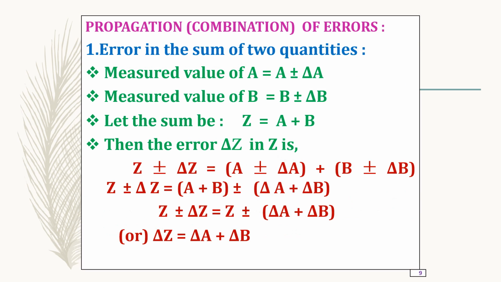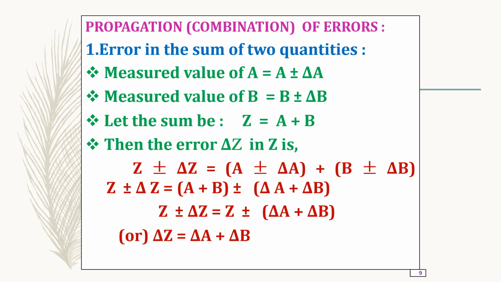Propagation of errors. A number of measured quantities may be involved in the final calculation of an experiment. The first one is the error in the sum of two quantities. So the measured value of A is A plus or minus delta A, and the measured value of B is B plus or minus delta B. Consider the sum Z equal to A plus B, where delta A and delta B are the absolute errors in the two quantities A and B respectively.